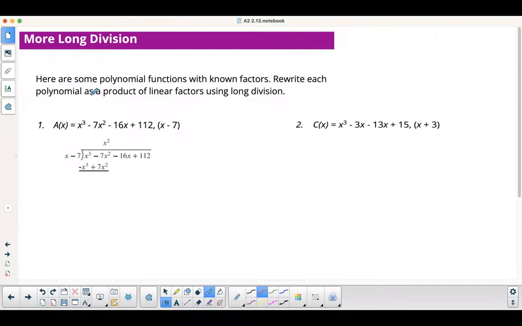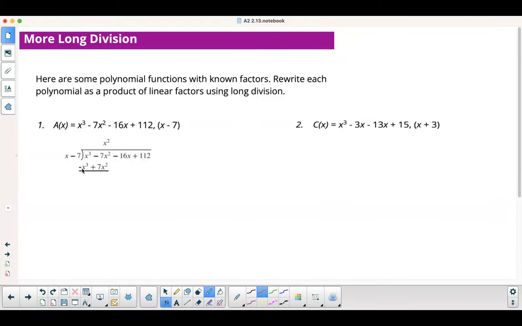All right, here's some polynomial functions with known factors. Rewrite each polynomial as a product of linear factors using long division. Okay, so we did the first step for us. x times x squared will give us x cubed. And then you distribute: x squared times x is x cubed. x squared times -7 is -7x squared.